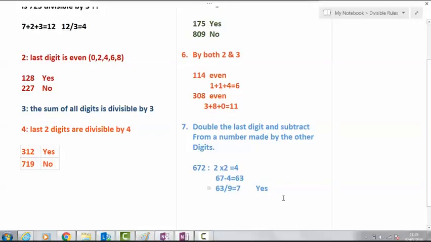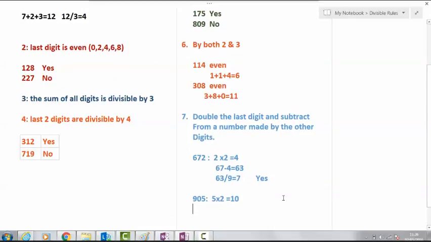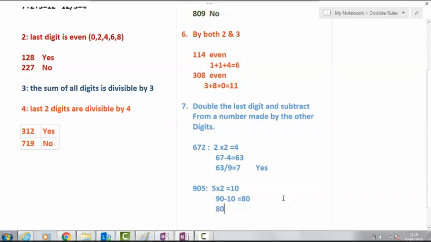Let's have another example. Is 905 divisible by 7? Let's start off with the last digit. 5 times 2 is 10, and the rest of the number is 90. 90 minus 10 is 80, and 80 divided by 7 is, let me think, 11 and 3/7. So 905 is not divisible by 7.